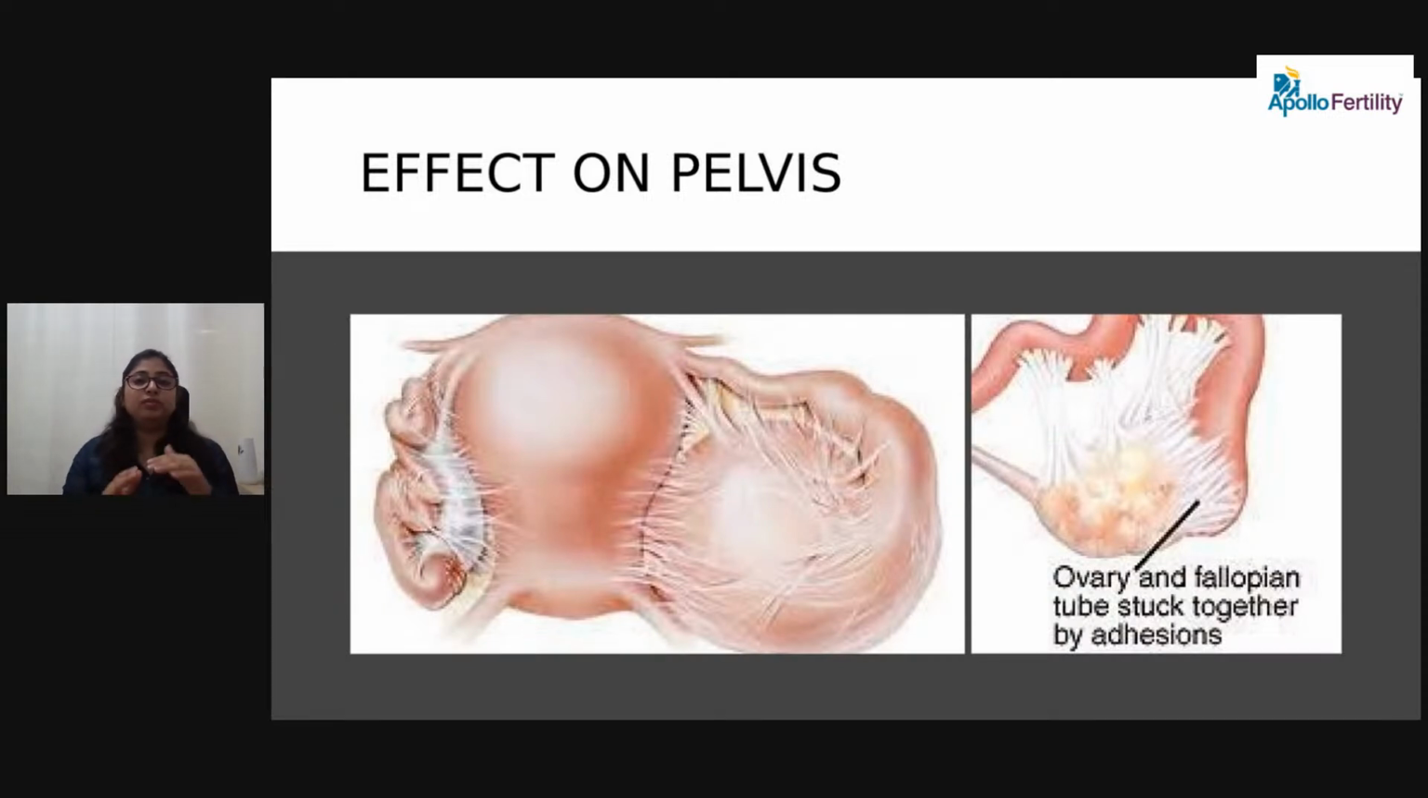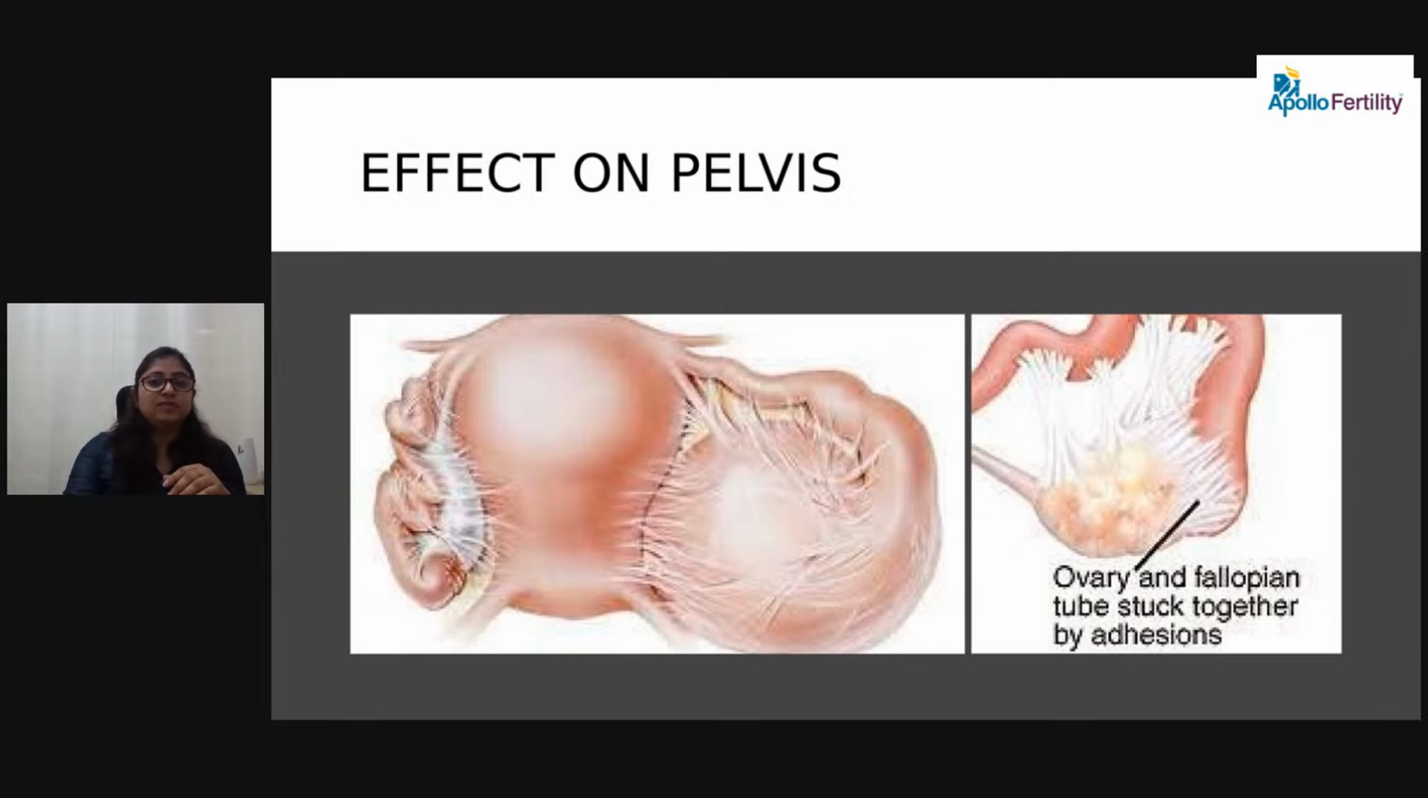Also in the pelvis, the uterus, the tube and the ovaries are in continuation. The tubes are open ended, so they are open at one end and they collect the eggs. So what happens if there is any infection? It will travel up through the tube and come out. It will affect the ovary, and it can also affect the surrounding structures.